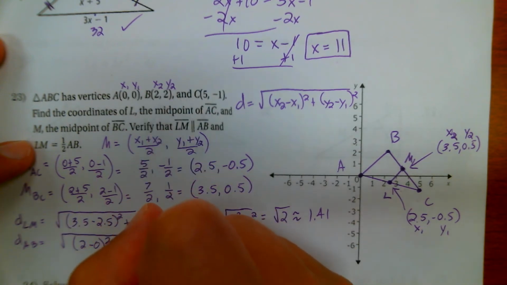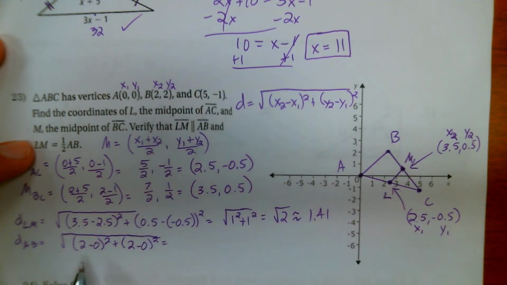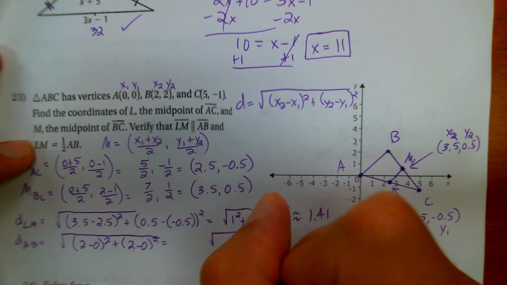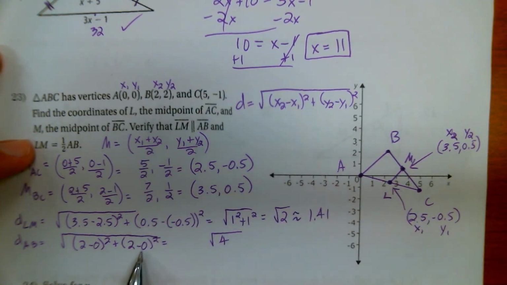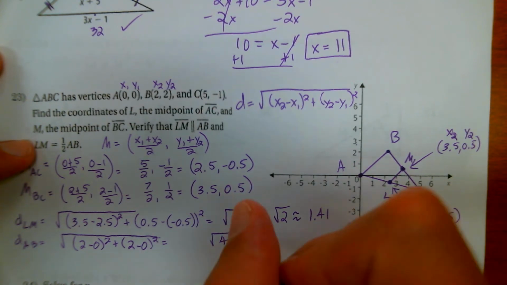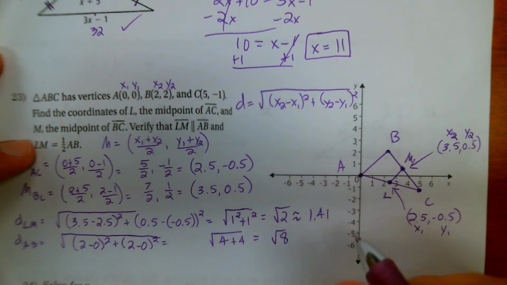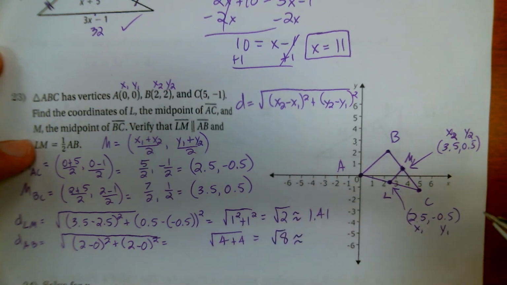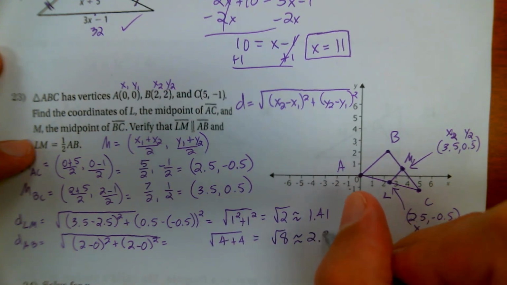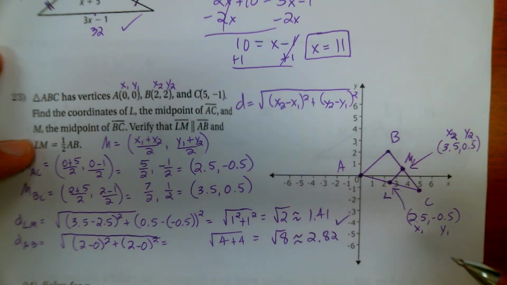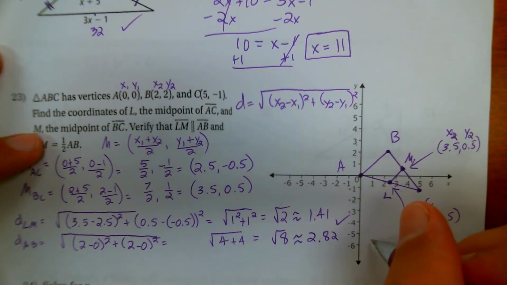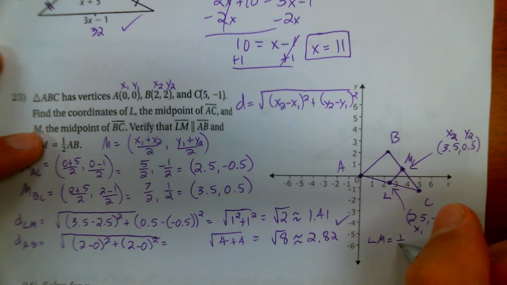So 2 minus 0 squared, plus y2 minus y1, that's also another 2 minus 0 squared. 2 minus 0 is 2, 2 squared is 4, so that's the square root of 4, plus 2 minus 0 is 2, 2 squared is 4. So I have the square root of 4 plus 4, which is the square root of 8, and if you type that in your calculator, guess what we get? We get 2.82. Okay, so yes, we have verified that LM is equal to 1/2 of AB.